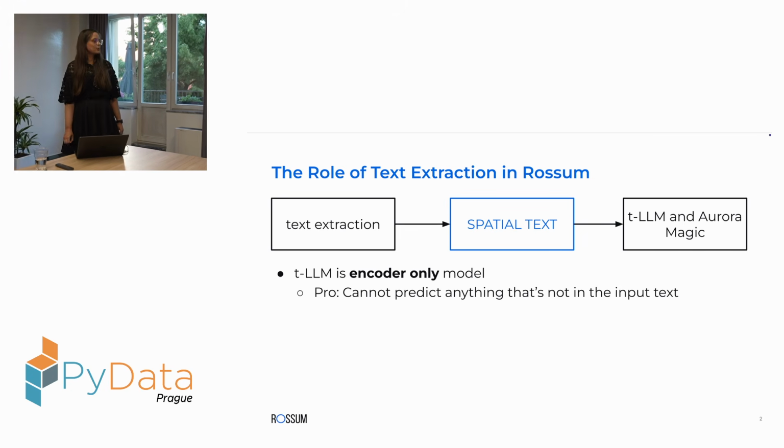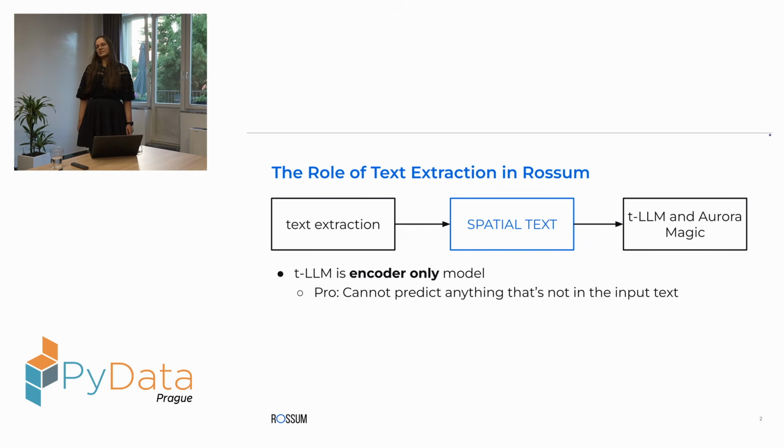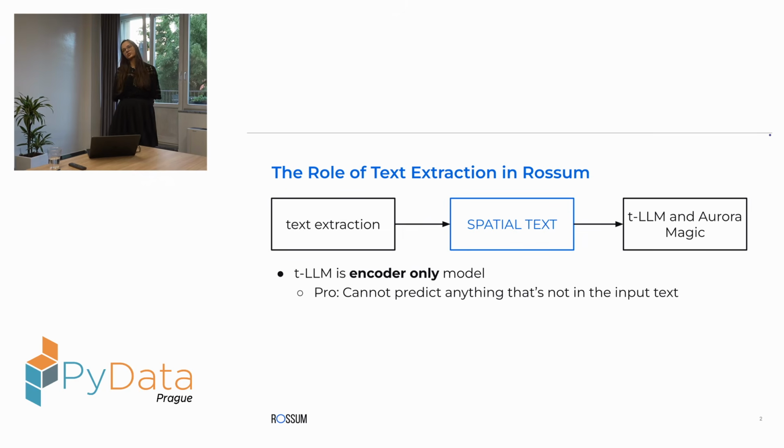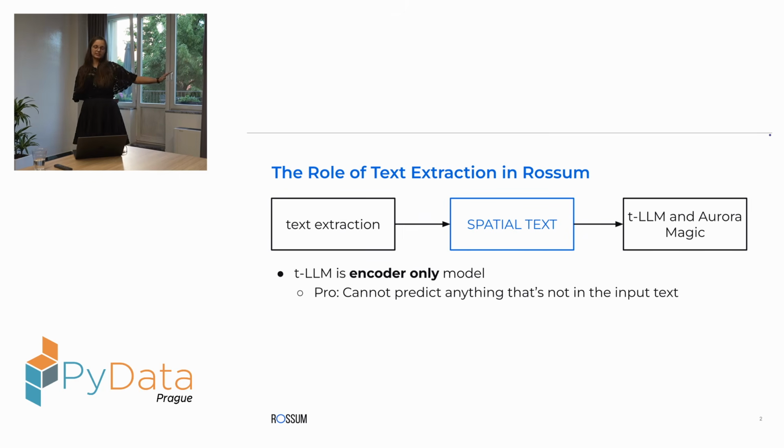And one thing you should know about our T-LLM is that it's an encoder-only model. So it's not a generative model. We use it only for classification, so it basically tells you this part is address, this part is amount, etc. So what that means is that it doesn't suffer from hallucinations, which is great. It can't predict anything that's not in that input.